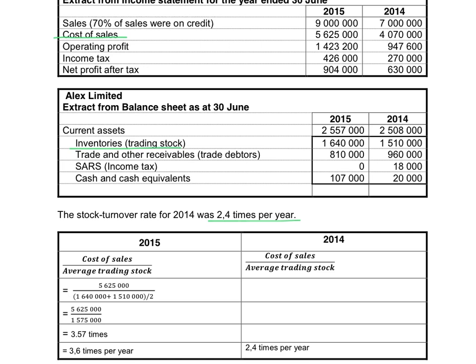The ratio to calculate stock turnover is cost of sales divided by the average trading stock. So cost of sales is given to us as 5625. The average trading stock is the inventory at the end of the previous year plus the inventory at the end of the current year, divided by 2, which will give us the average trading stock at the beginning and the end of the year. And that gives us 3.6 times per year. We will replace the stock because it's sold, while in 2014 we replaced it 2.4 times per annum.